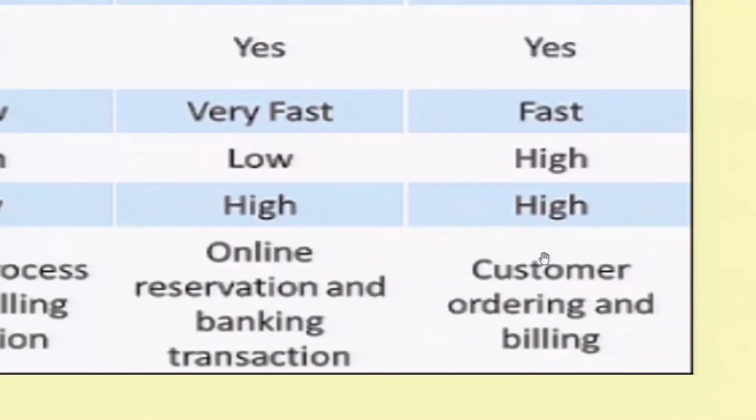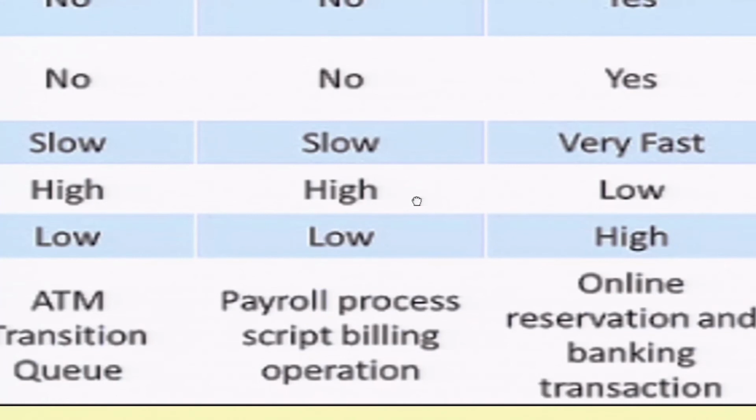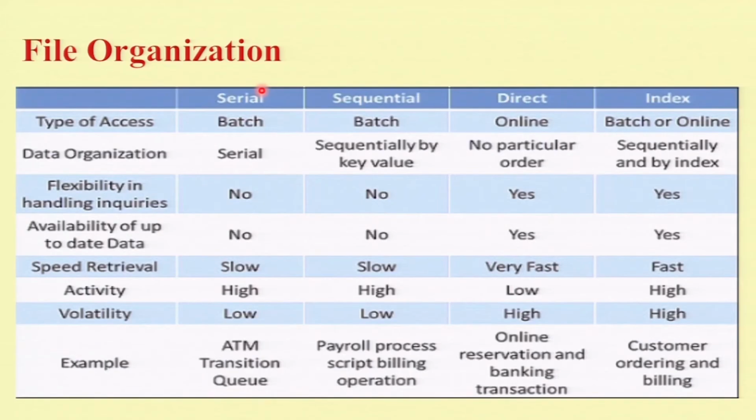So this is about the file organization. In all these organization modes, only direct access is said to be the fastest access mode when compared to the others. The second fastest is said to be the index mode. So this speaks about the file organization.